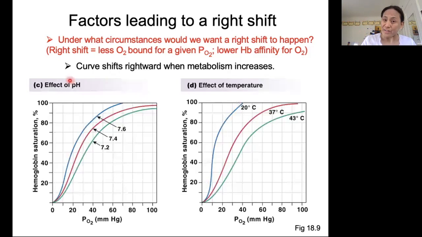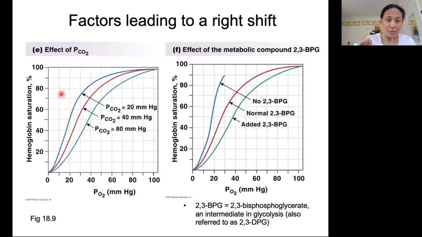Okay, pH. When we metabolize, we create a lower pH, right? We create a lot of acid intermediates in metabolism. So a lower pH is going to cause a rightward shift. Temperature: as we metabolize, we heat up. So at higher temperatures, our curve is going to shift to the right. CO2: when we metabolize, we create higher levels of CO2. So at higher PCO2s, we're going to have a rightward shift.